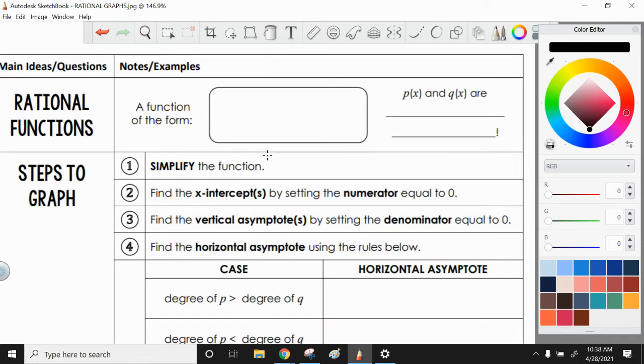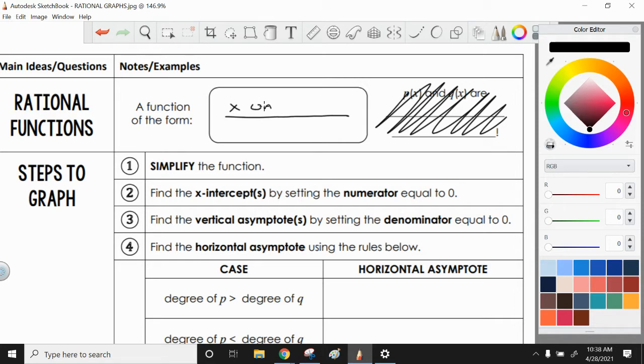Rational functions are a function of the form, and they want to make this really complicated here. Here's the way I like to put it, okay? We're going to have a fraction. We're going to have x on top. We're going to have x on bottom, okay?